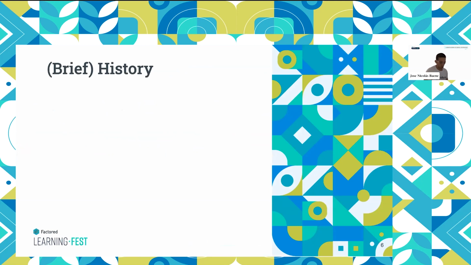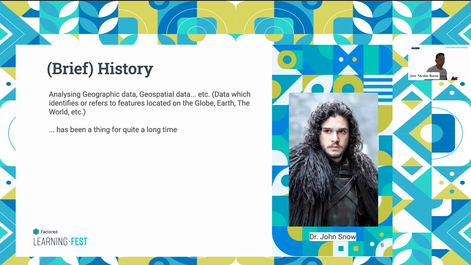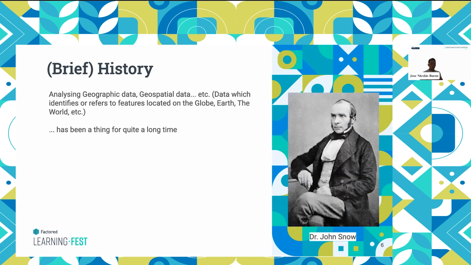So, as a brief history of geospatial analysis, well, analyzing geographic data, or data that is related to a location in space, has been a thing for quite a long time. We tend to think that this is very recent, but actually we can go all the way back to Dr. John Snow. Well, not this one. This is how a hero looks. So this is Dr. John Snow, and around 1854 in London, there was a cholera outbreak around Soho.